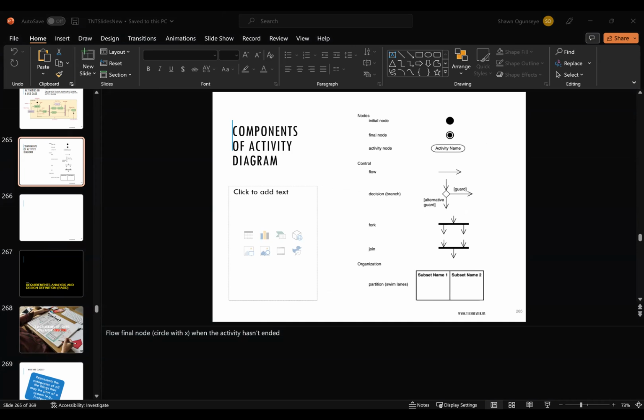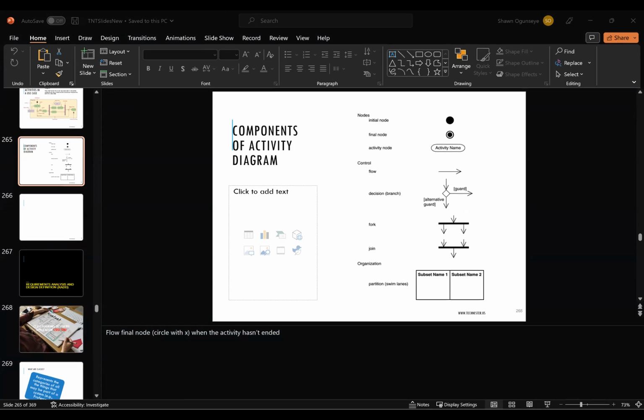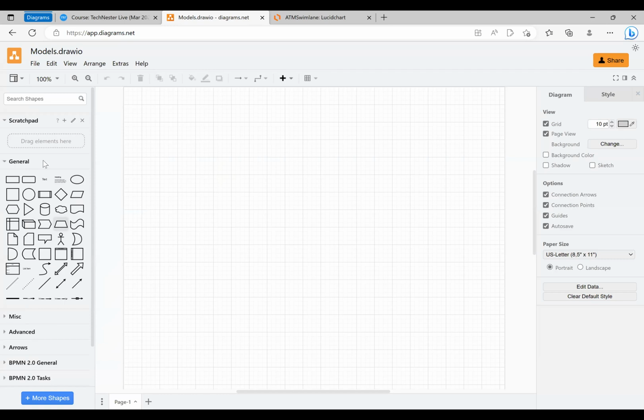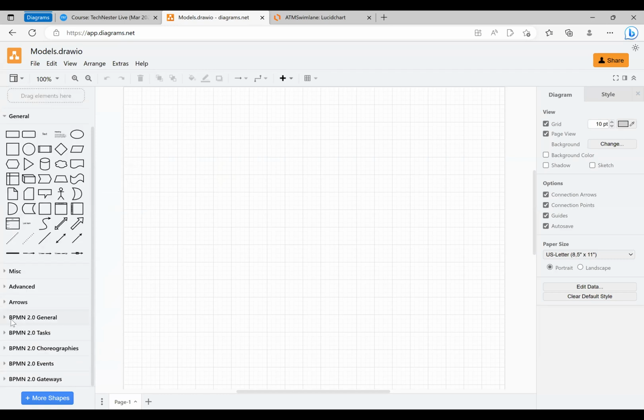So let me quickly go to draw.io and look for BPMN. So we have BPMN. I think draw.io does more justice to the different levels than Lucidchart. And what I mean by that is with draw.io, you can begin to see the complexity of BPMN.